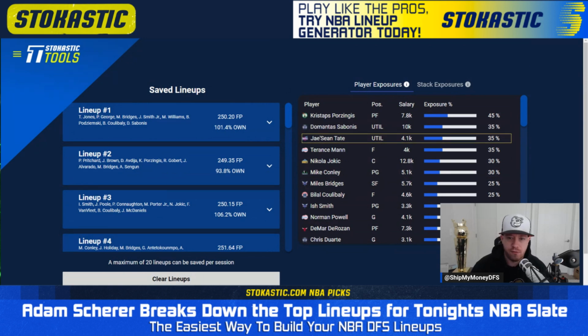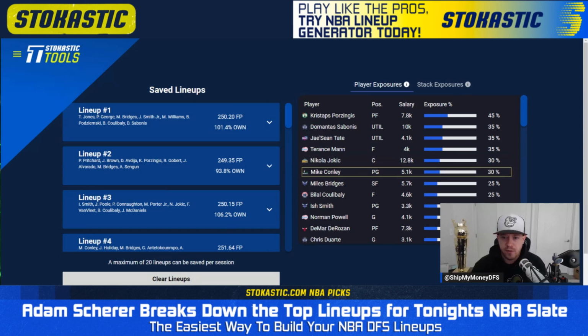No Tari Eason tonight for the Rockets, so Tate hopefully sees a little bit more playing time. Terrence Mann, who is now a starter for the Clippers, still only played 21 minutes last game. The playing time is going to be volatile. He also isn't likely to play a very big role offensively, but he is still only $4,000, and we do need some value on a slate that has Nikola Jokic, who's in 30% of our lineups.